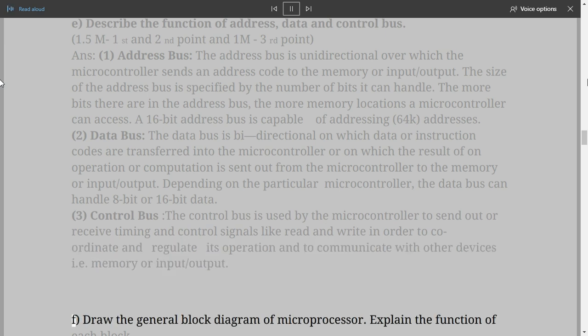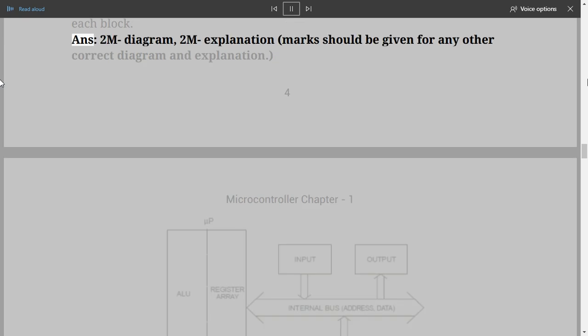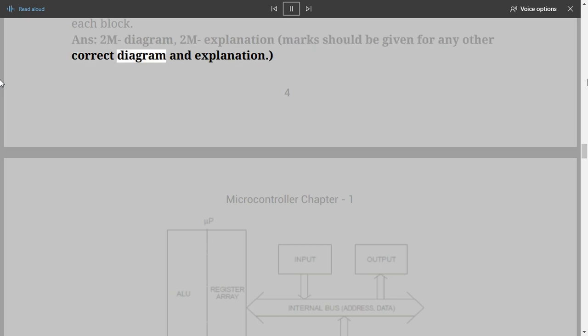5. Draw the general block diagram of a microprocessor. Explain the function of each block. Answer: 2 marks for the diagram, 2 marks for the explanation. Marks should be given for any other correct diagram and explanation.